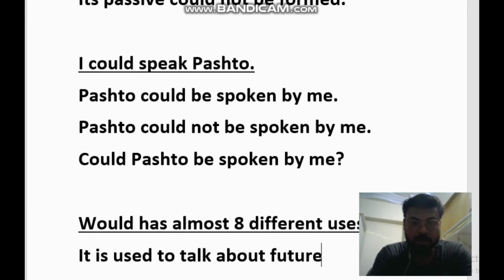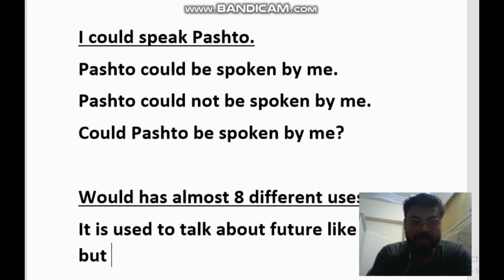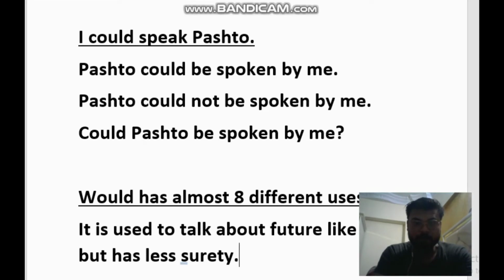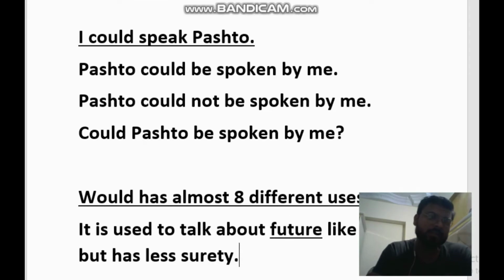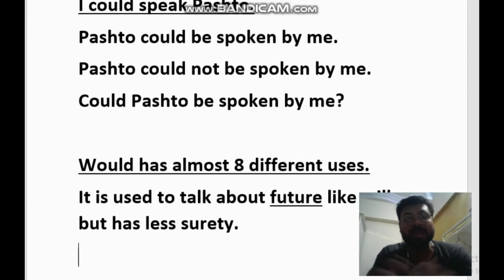future, like will, but with less surety. So it is to talk about the future, but with very little surety, like, oh, I would do that. On the other hand, we have more than 8 uses, so I'm not going to cover all of these. If you want to learn all 8 different uses of would, you can definitely ask me in the comments below, and I'll be making a video myself for you guys.